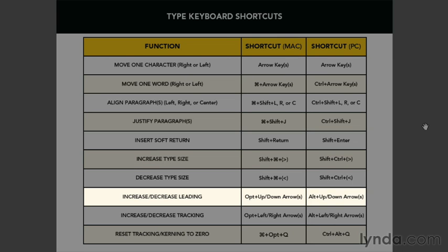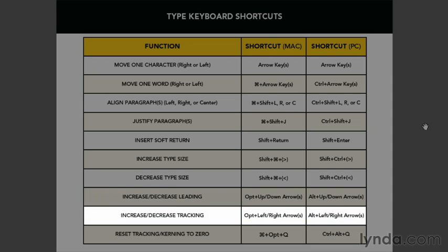Leading is the distance between two lines of text. You select the two lines of text, then hold down the Option key on Mac, the Alt key on PC, and press the up or down arrow keys to increase or decrease the amount of space. Same holds true for tracking. Select your text, hold down the Option key on Mac, the Alt key on PC, and then play around with the left and right arrow keys. That's going to increase the amount of space in between individual characters.